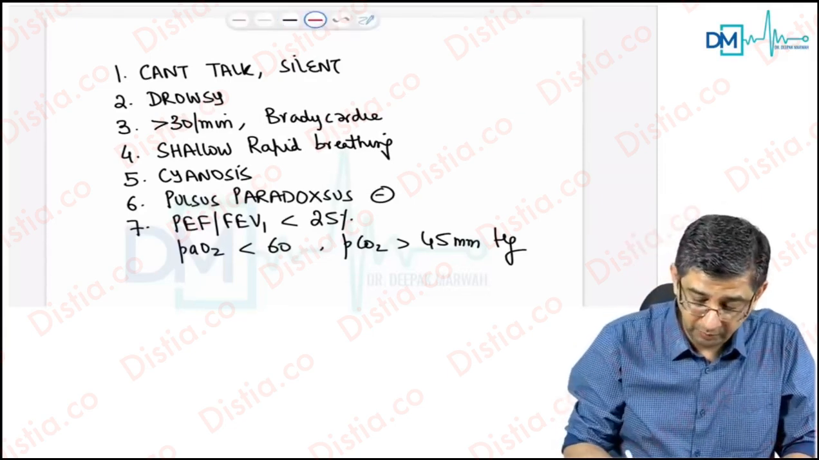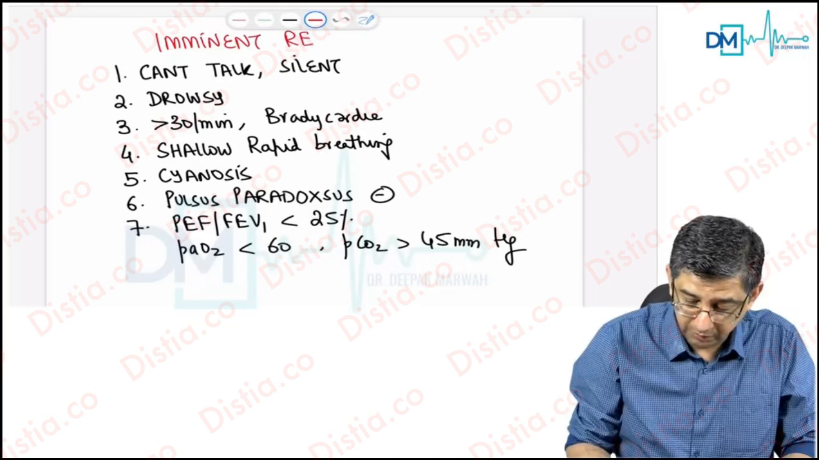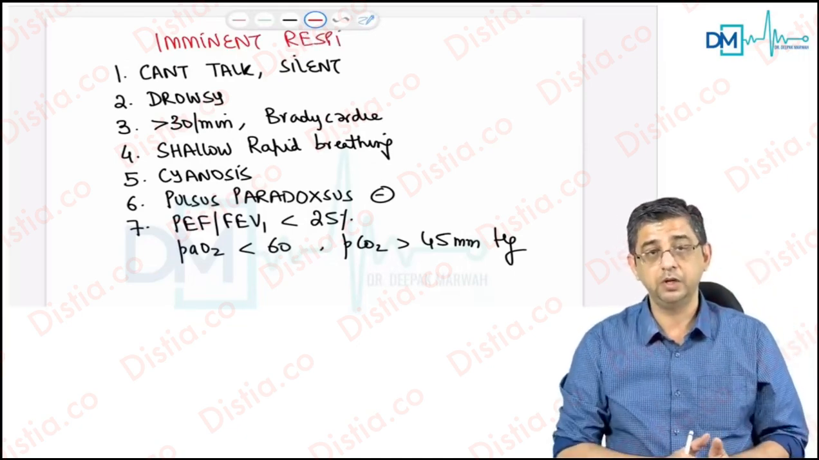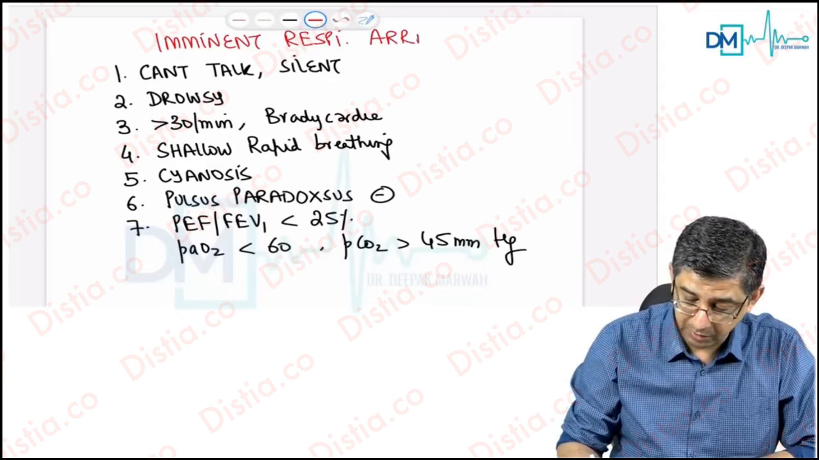This presentation that I made before you is called imminent respiratory arrest. So I have divided the discussion of asthma into three parts. I have talked about acute asthma, severe acute asthma, and now I'm talking about imminent respiratory arrest in a patient.